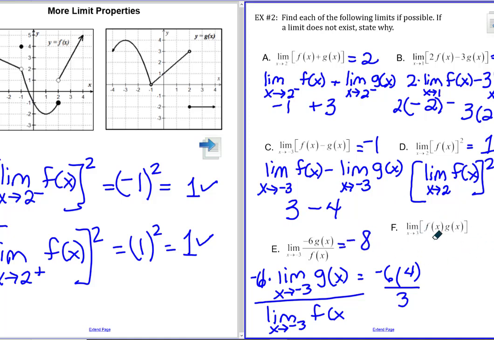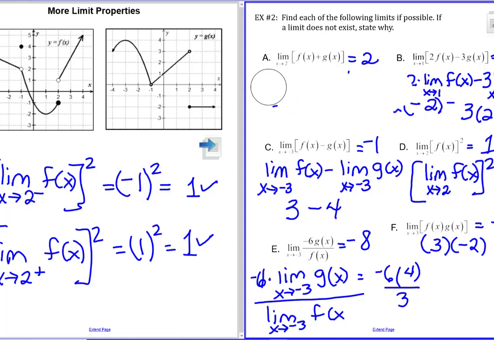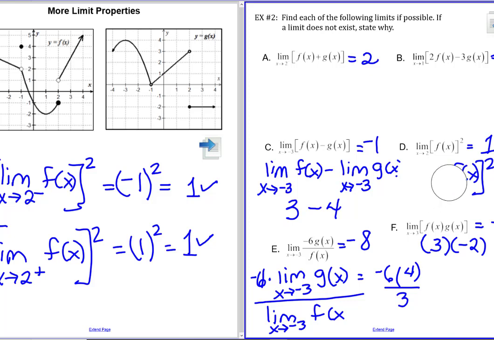And our final one is a product, so the limit of the product is the product of the limits. The limit as we approach 3 for f of x is going to be 3. And the limit as we approach 3 for g of x is going to be -2. So 3 times -2 is -6. And there we have the results of the limits using graphs and combining those properties.